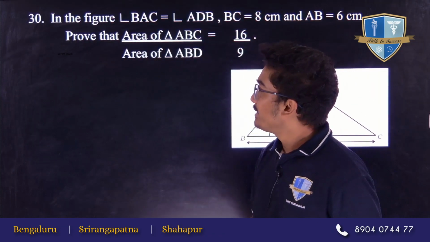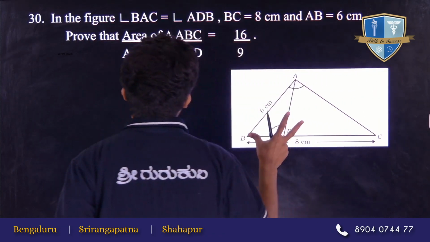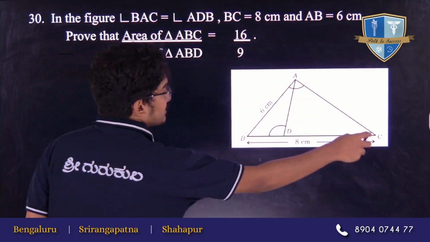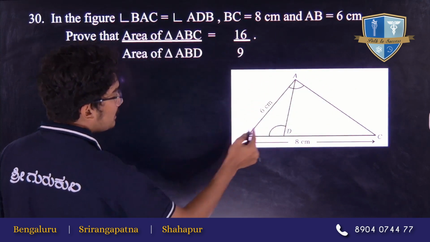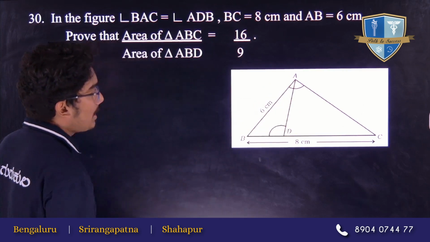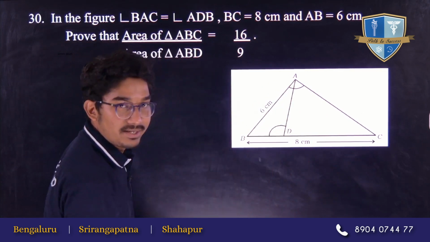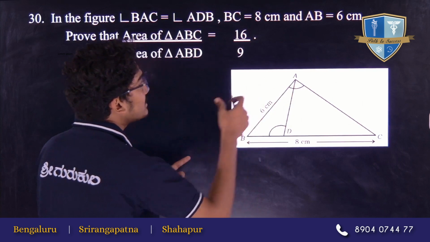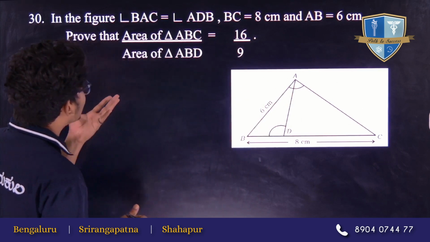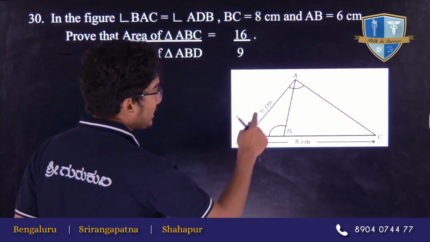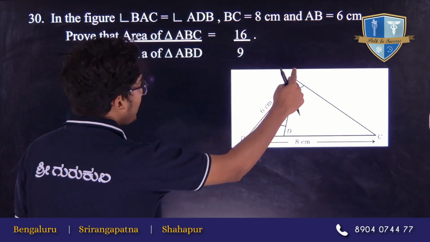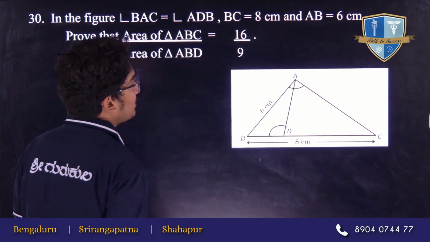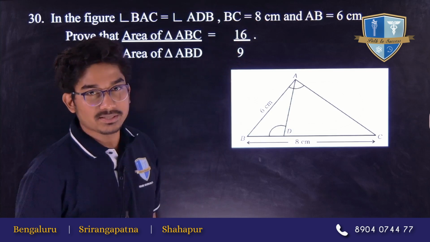So our next question is, in this figure, angle BAC is equal to angle ADB. These two angles are equal, and BC length is given as 8 centimeter and AB length is given as 6 centimeter. They are asking us to prove that area of triangle ABC, this bigger triangle, divided by area of triangle ABD, this smaller triangle, is actually in ratio 16:9.